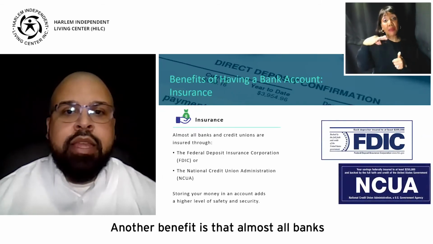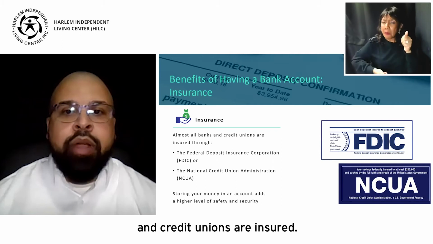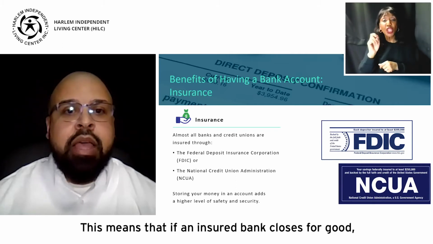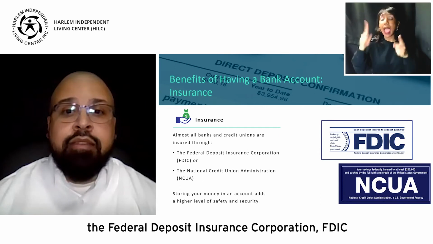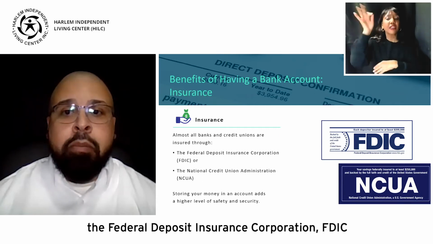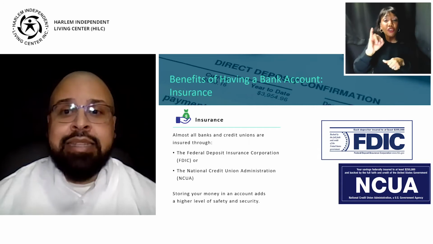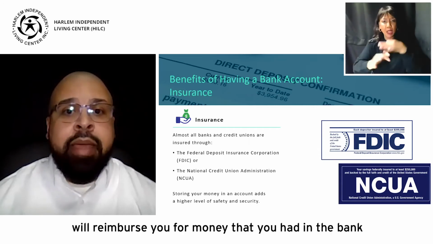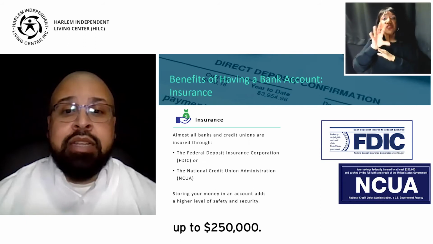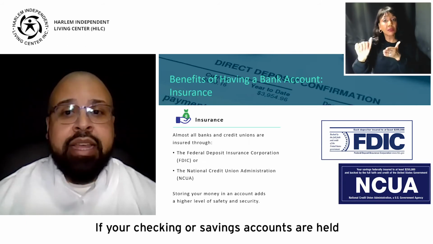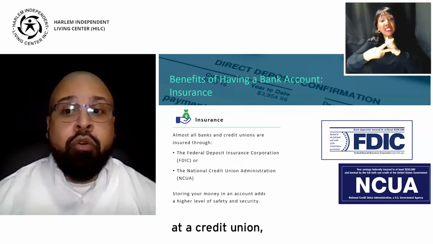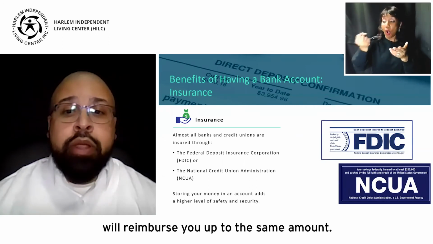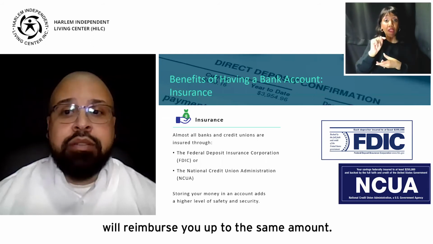Another benefit is that almost all banks and credit unions are insured. This means that if an insured bank closes for good, the Federal Deposit Insurance Corporation, FDIC, will reimburse for money that you had in the bank up to $250,000. If your checking or savings account are held at a credit union, the National Credit Union Administration will reimburse you up to the same amount.